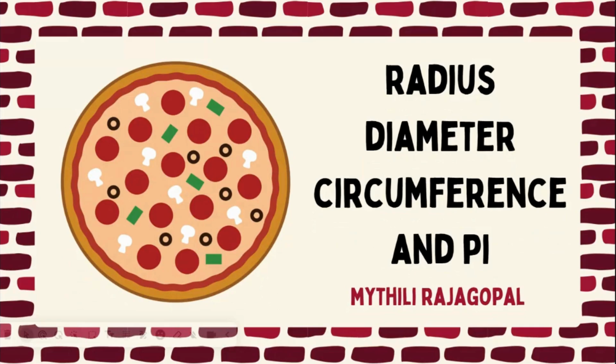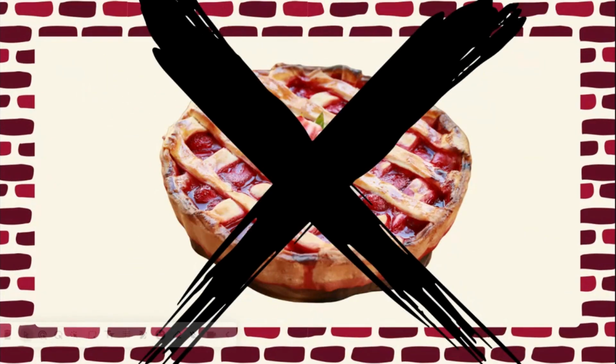So, let's say you just opened a pizza box. Round, cheesy, beautiful. But what if I told you this pizza holds the secrets to understanding some of the most important math terms in geometry? So today we're going to slice into radius, diameter, circumference, and the magical number pi. And I'm sorry to break it to you, no, it's not an actual pie.